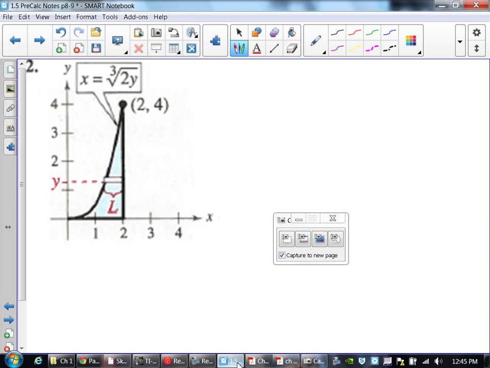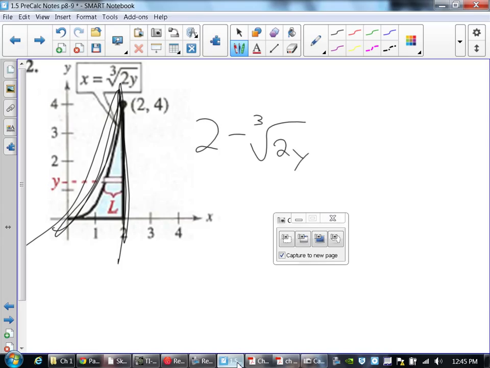So here, if I want to measure this length, wouldn't it be the far equation minus the close equation? So what's the equation of the far one? X equals 2. Excellent. And what's the close equation? The cube root of 2y. How'd you get that equation? The vertical line goes through 2. It's a vertical line. That's all it is, guys.